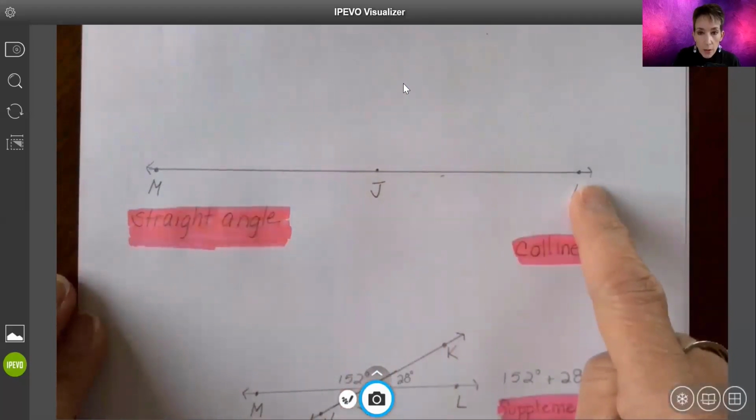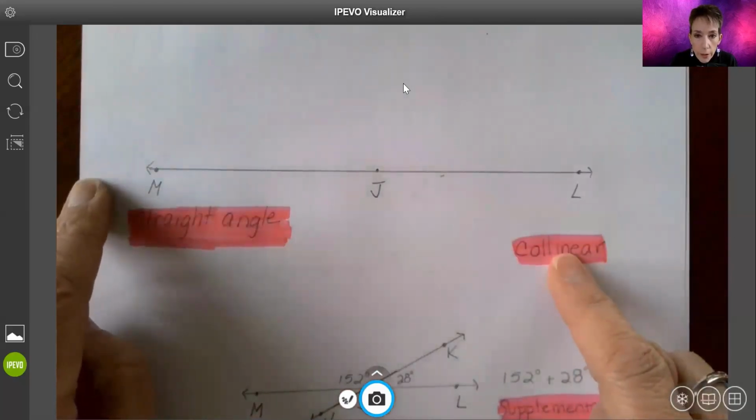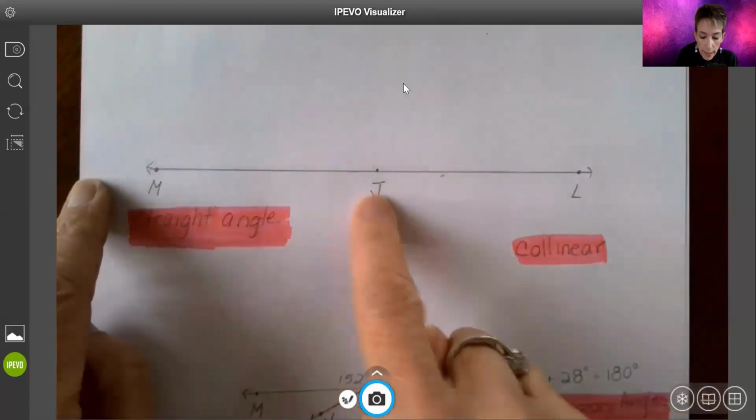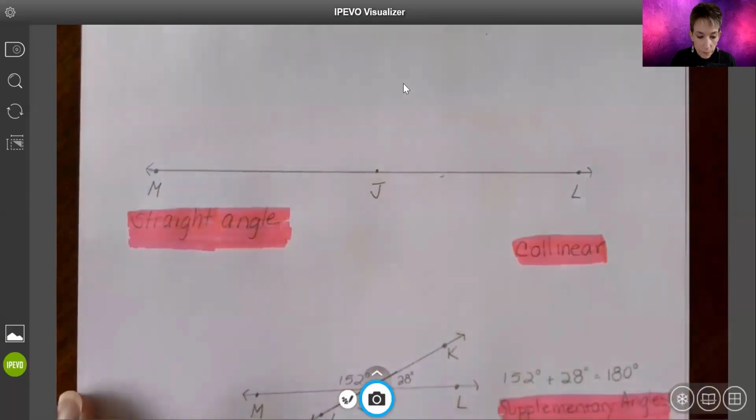M, J, and L also fall on this line, so they are called collinear points. So anytime points fall on the same line or same line segment, we call them collinear points.